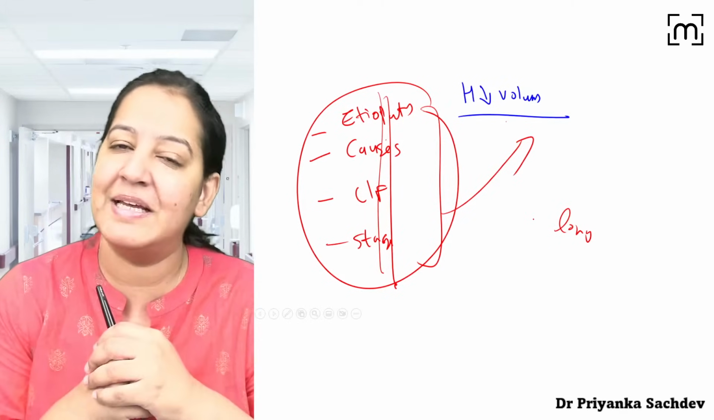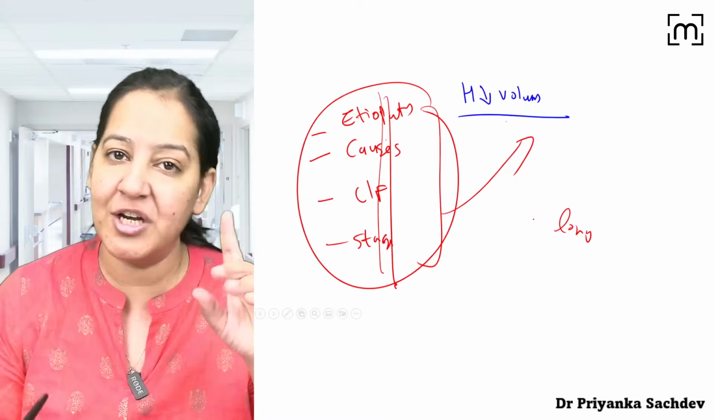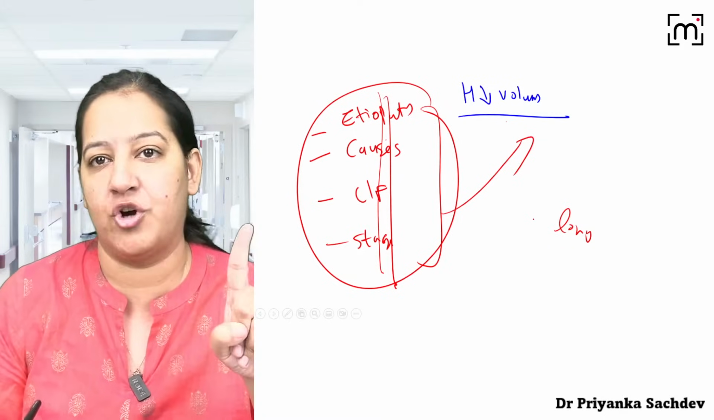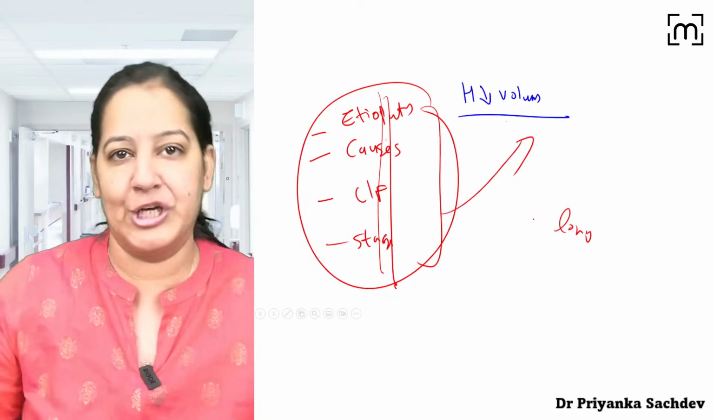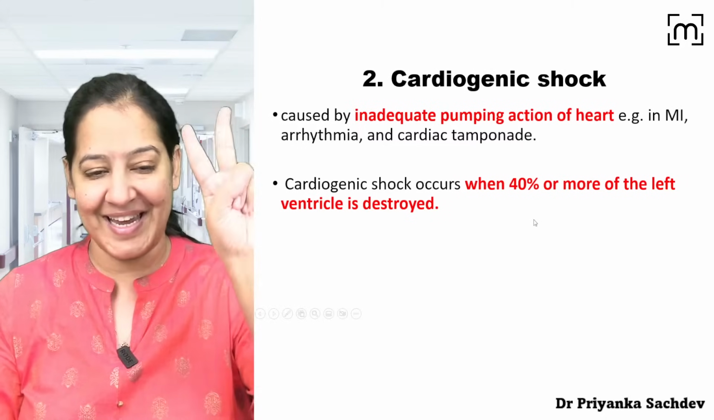So you will get full marks in the long question. If you are getting a short question, you will write on one of the shocks. If you are getting a long question, you will write on all the shocks. Right? Anyways, coming to the second type of shock.